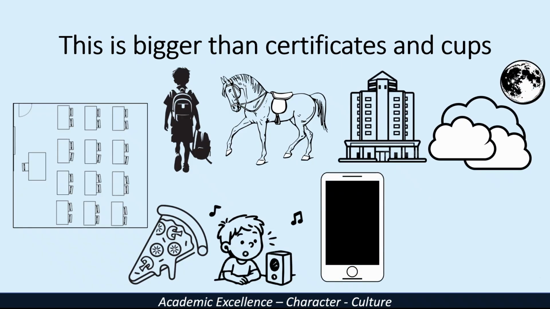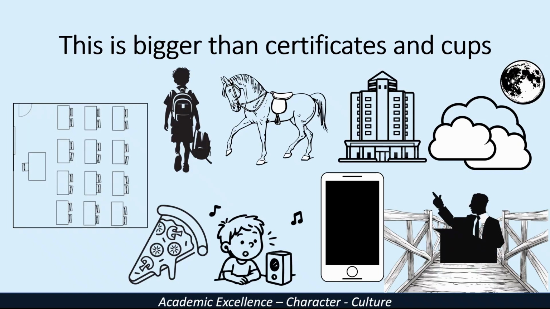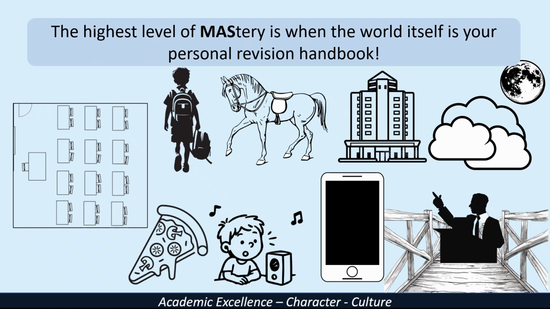You see the moon and think of gravity. You see a bridge and think of forces. You hear a speech and think of rhetoric. The highest level of mastery is when the world itself is your personal revision handbook because you're making so many connections. When your journey through the local community becomes a way of revisiting everything that you've learned in the classroom, that's the kind of independent learning that lasts.